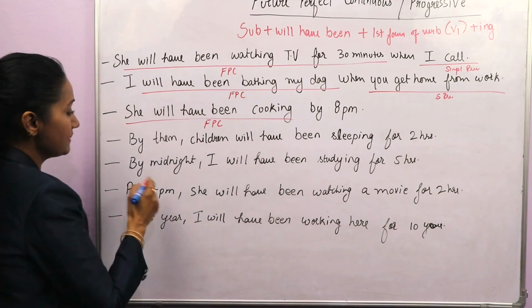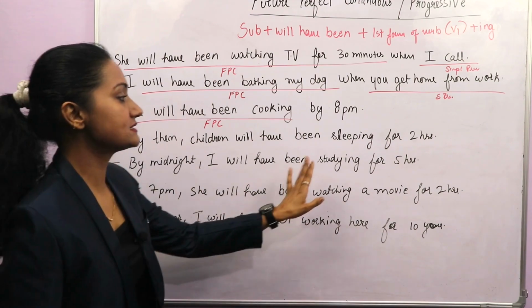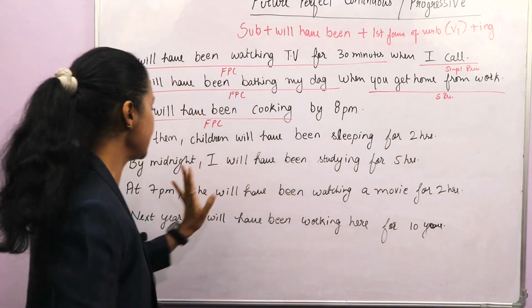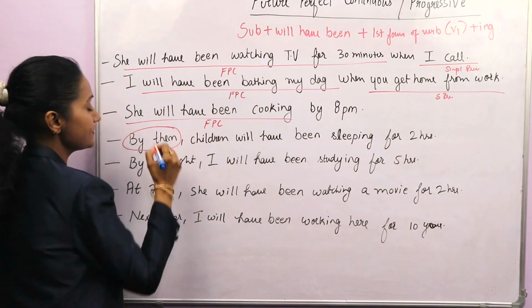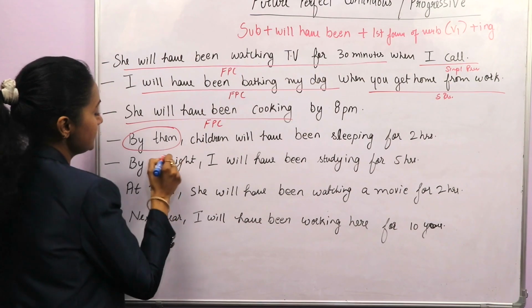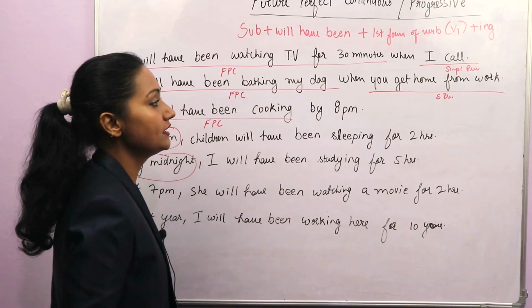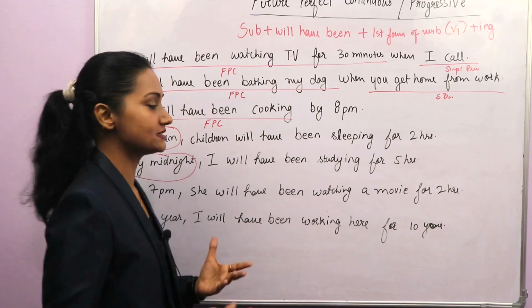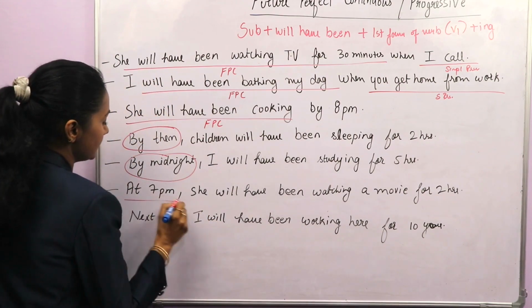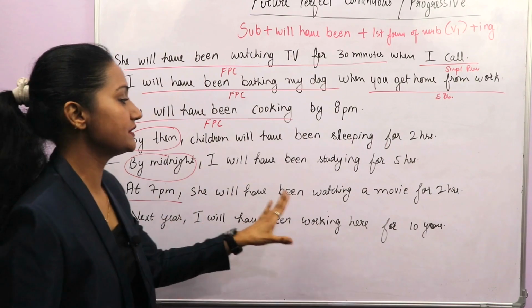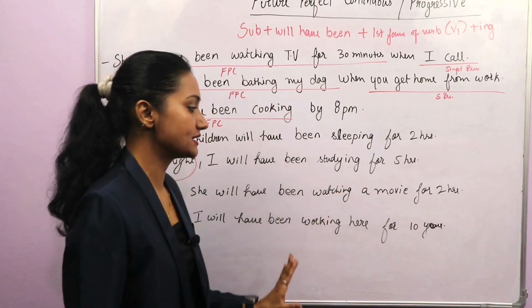By midnight I will have been studying for 5 hours. Again here we do not have another action, but we have a time in future. Now that time can be a specific time or a vague time. Here, at 7 p.m. she will have been watching a movie for 2 hours.